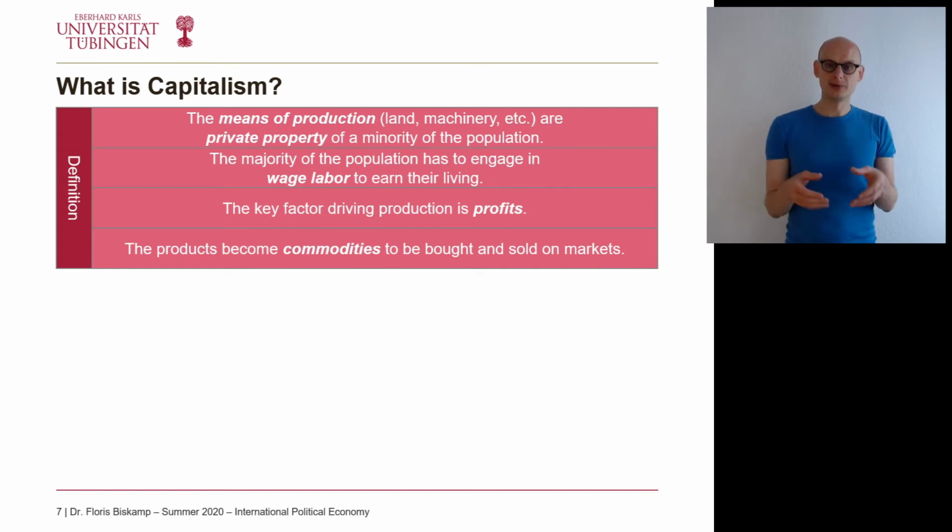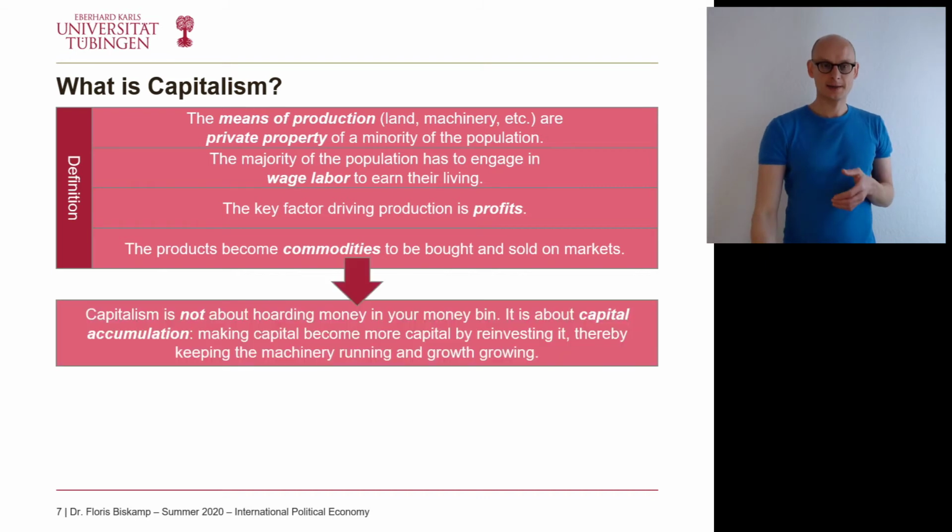So in capitalism, you don't produce stuff to give it away, you don't produce stuff to consume it yourself, but you produce stuff in order for it to become commodity. So what does this imply? First, it implies that capitalism is not about hoarding money. It's not about earning $1 million and then storing them away in your money bin.